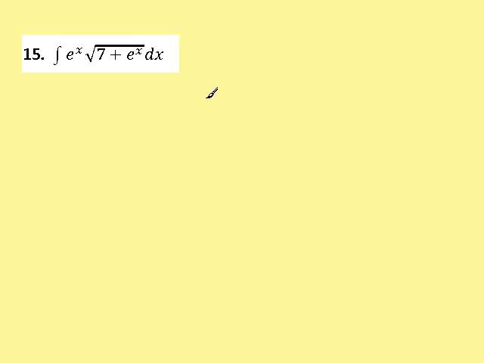In number 15, we have another use substitution. Here's the inner function, 7 plus e to the x, and the derivative is right here. That's the derivative of 7 plus e to the x is e to the x. All right, so we can put u equal to 7 plus e to the x. du is e to the x dx.